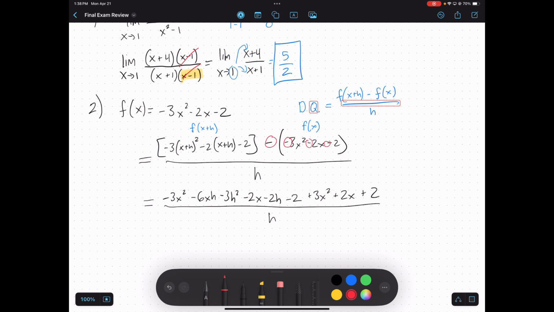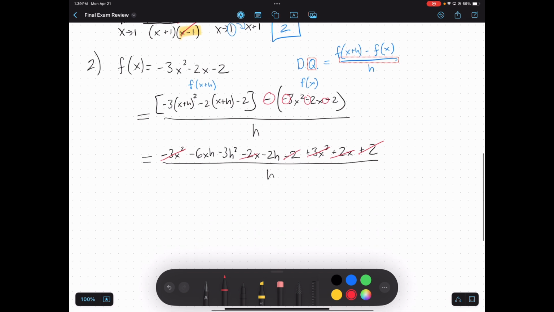What do we notice? Some things cross out. I have a few terms to cancel. Negative 3x squared and positive 3x squared. Negative 2x, positive 2x. Negative 2, positive 2. What terms cancel out? Everything that didn't have an h. So everything that didn't have an h in it canceled out, leaving me with a whole bunch of terms in the numerator that all have an h in it.